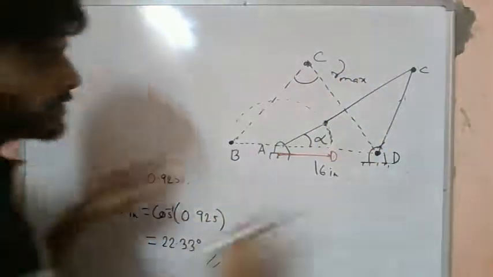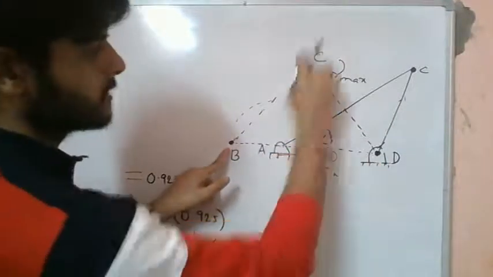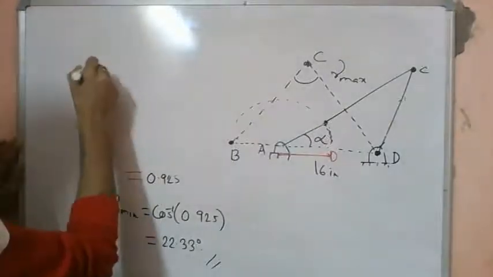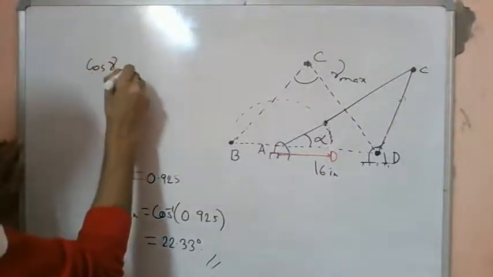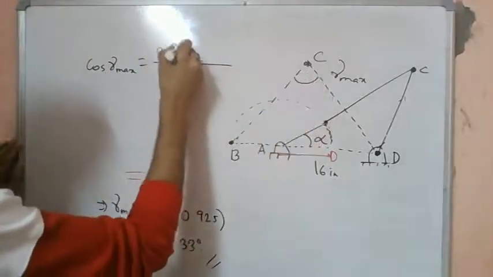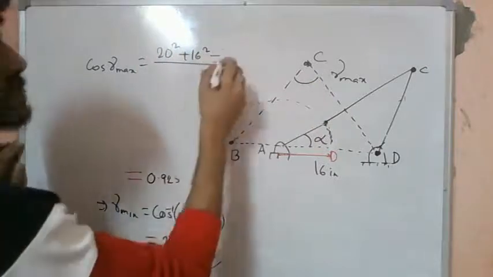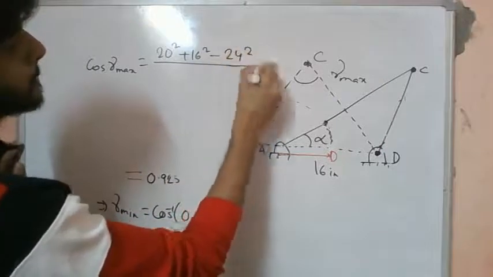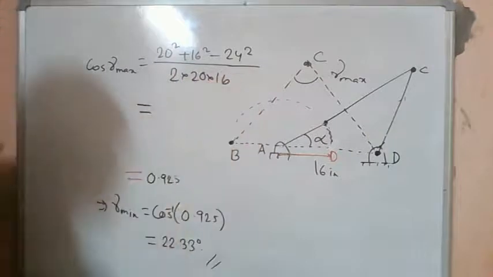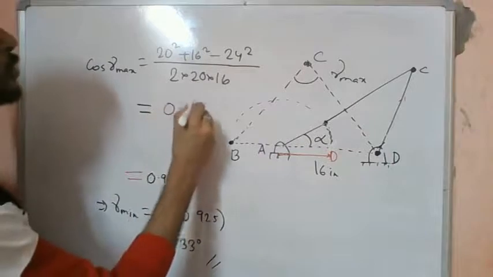Okay. So how can we find it? This length is known to us, 16. Here this was 16 plus 8. This length is known. This length is also known. So we have cos of gamma max equals to, this link length is 20 square plus 16 square minus 16 plus 8 is 24 square, divided by 2 into 20 into 16. So this is coming out to be 0.125.